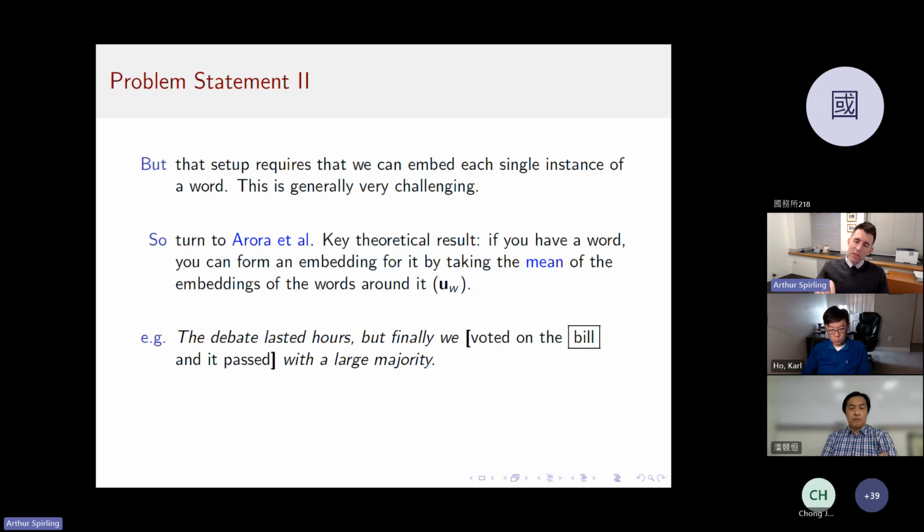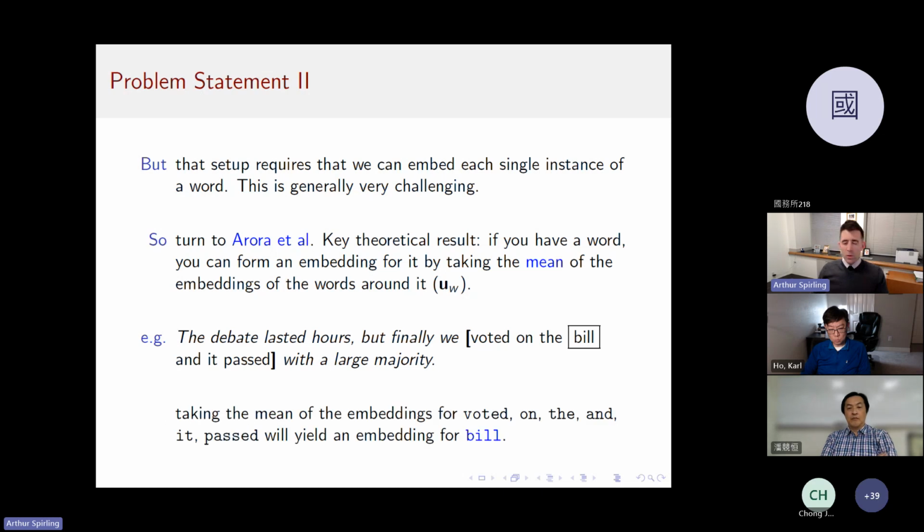I mean, take this person's sentence and put an embedding for the word bill. So what Arora et al. say is that, well, if you could have an embedding for the word voted, an embedding for on, the, and, it, and passed, and you took the average of those, you should be able to get a reasonable embedding for the word bill. Where would we get those other embeddings? Well, maybe we would download those ones, but the point is that taking the average of those embeddings should give us this very highly specific embedding of bill as it occurs in this sentence.